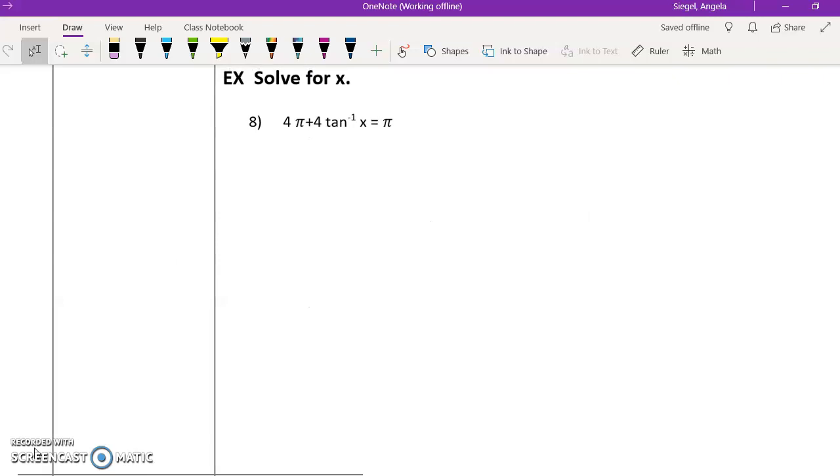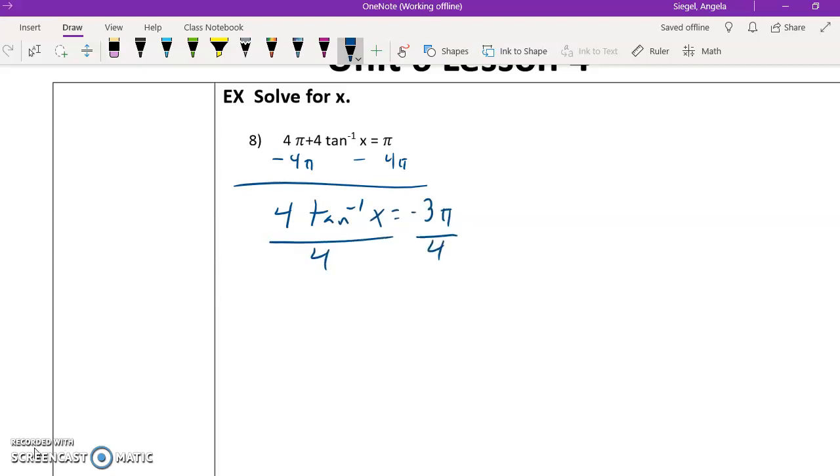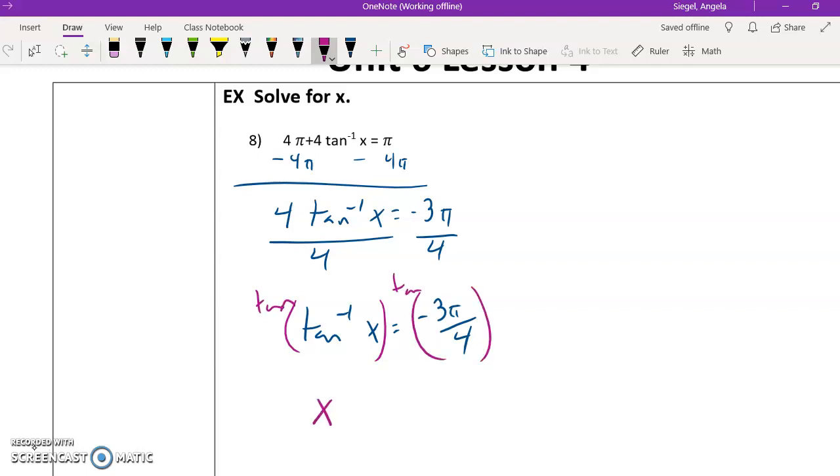Okay, and for our last one, we're just going to again do some algebra. So I'm going to subtract 4 pi from both sides. And then I'm going to divide by 4. Okay, so now I'm going to take the tangent of both sides, right? So I have x equals tangent of negative 3 pi over 4.